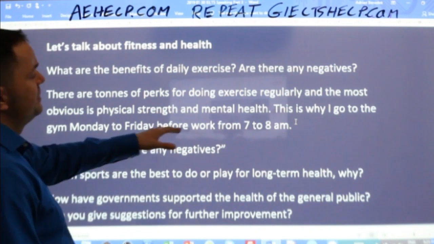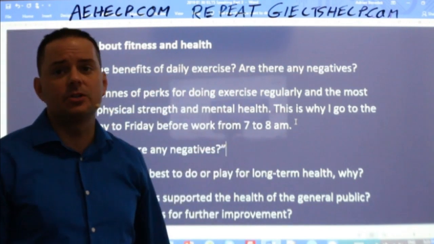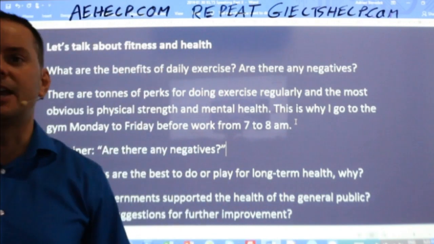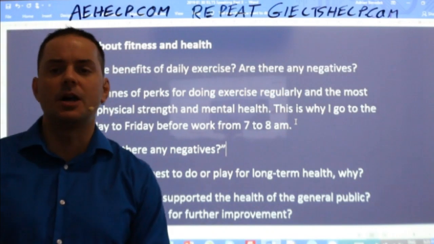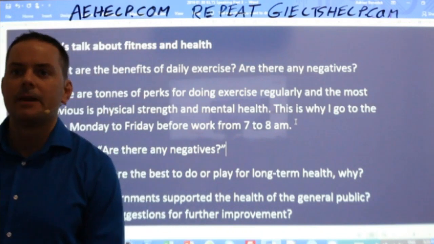Are there any negatives? Means, are there any negatives to doing daily exercise? Okay, so it doesn't make sense if you say negative aspects of exercise is increased obesity or disease. But this is not if you don't exercise, this is if you exercise.